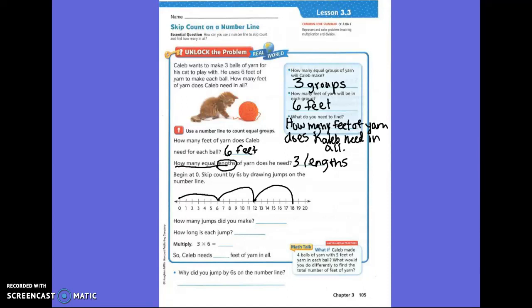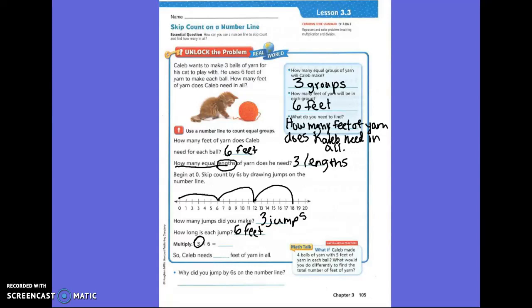Okay, here's some questions. How many jumps did you make? Everybody? 3. 3 what? 3 jumps. How long is each jump? 6 feet. So then you multiply. Do you see how you have the jumps? Jumps are your first number. How many jumps do you have? 3. That is your first factor for your multiplication sentence.